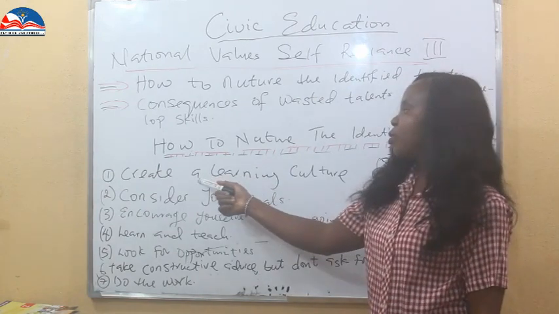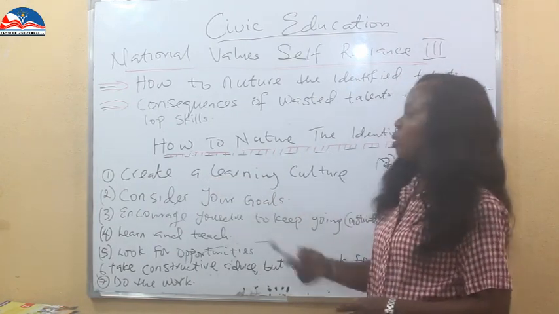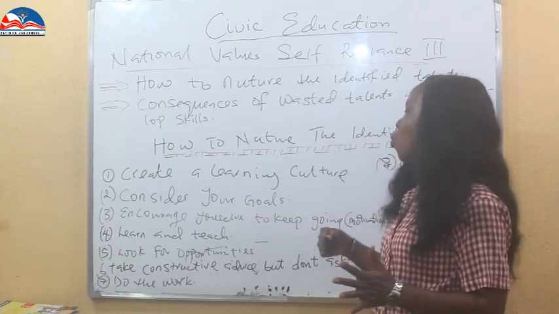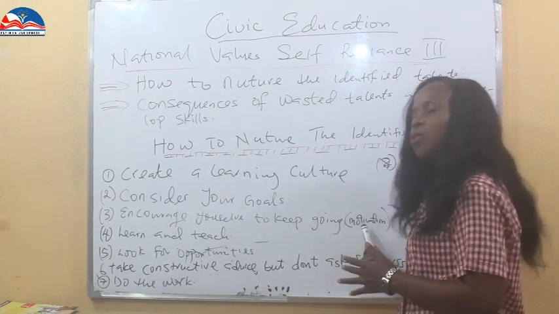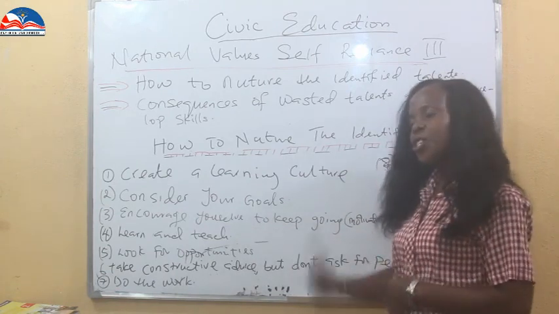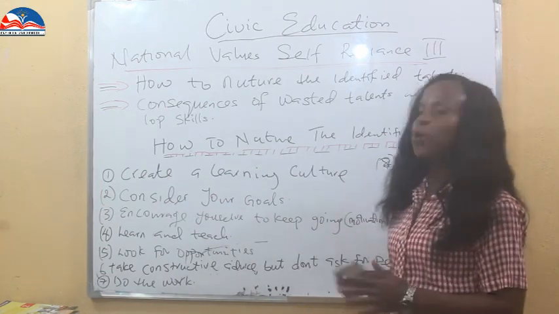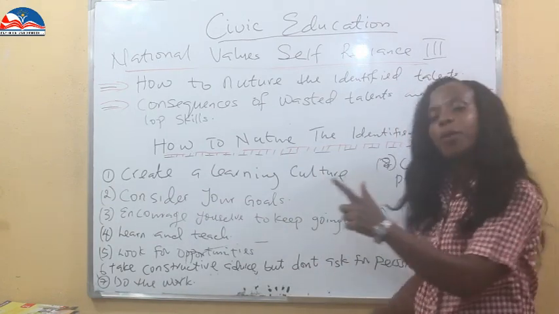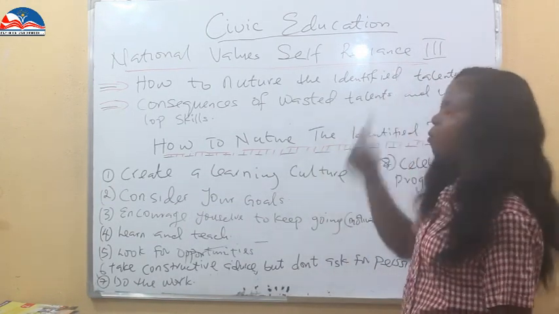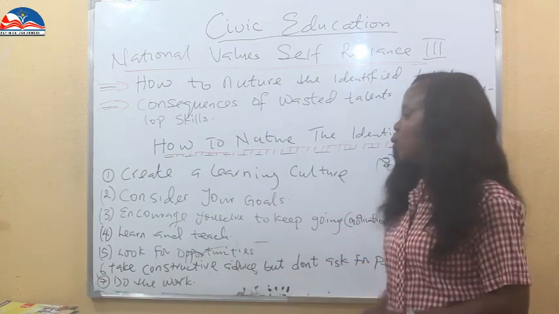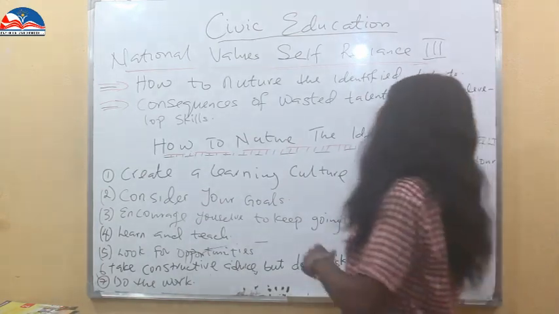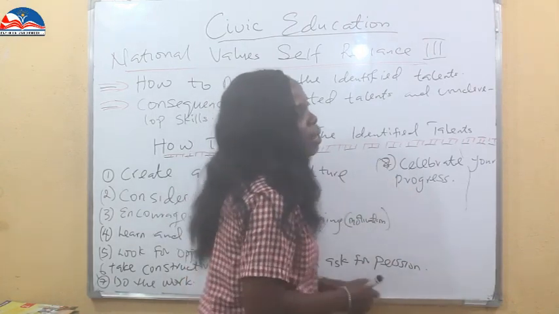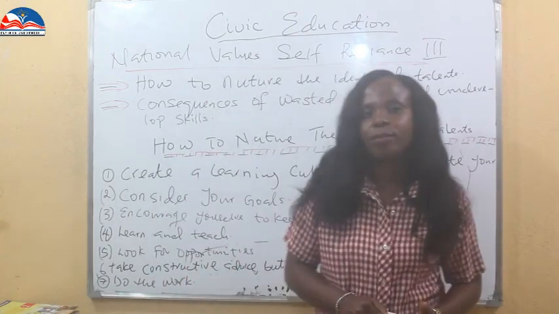We want to first create a learning culture. 2, consider your goals. Encourage yourself to keep going. That's motivation. Motivate yourself. Learn and teach. Look for opportunities. Take constructive advice, but don't ask for permission. Remember, we're talking of self-reliance. And then do the work in it. Then finally, celebrate your progress. Let's take them one at a time.